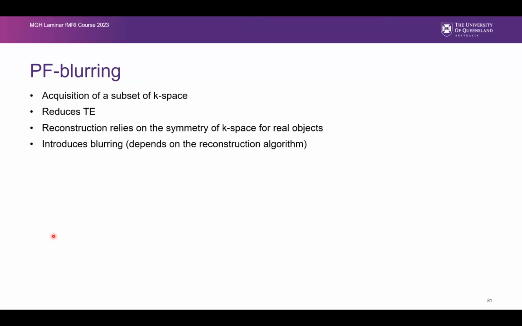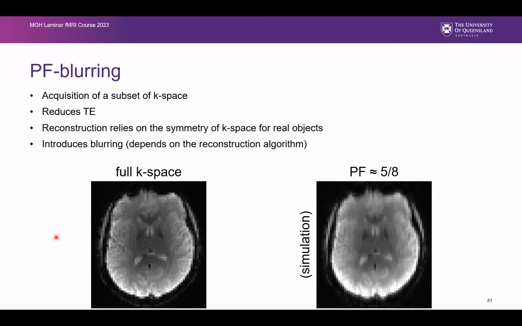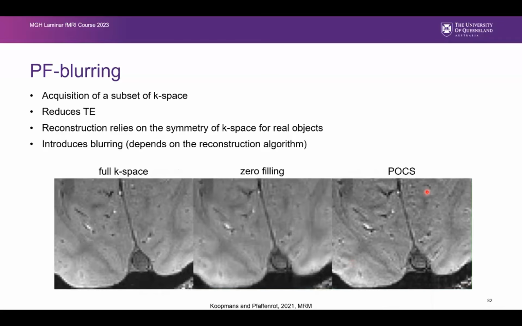Partial Fourier, as I said, you can do that to reduce your echo time and also your readout length, but it also introduces blurring, and that again depends on the reconstruction algorithm. If I just simulate it here by zero filling the missing points, you can see that this is the full K-space, and this is a very blurred image. But obviously there are more advanced reconstruction algorithms for that. The most commonly used one is called POCS, partial projection onto convex sets.